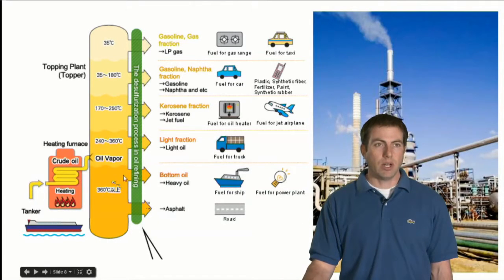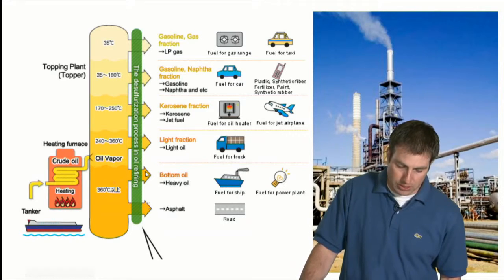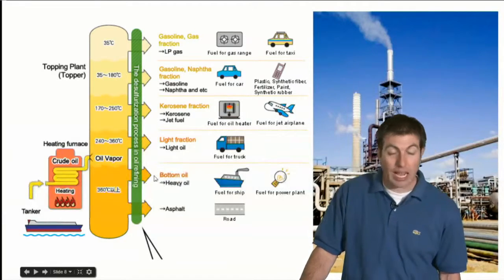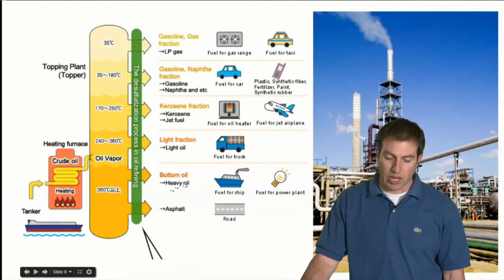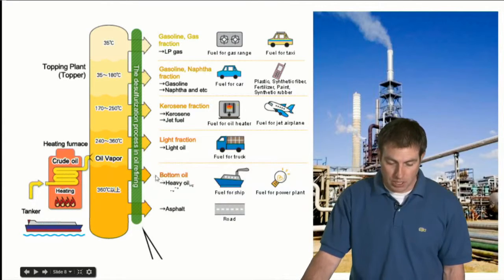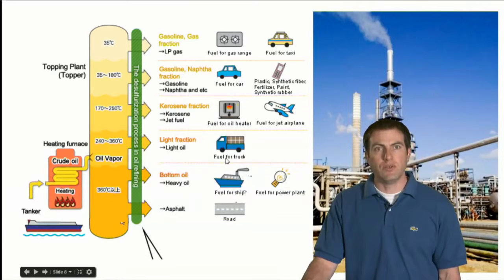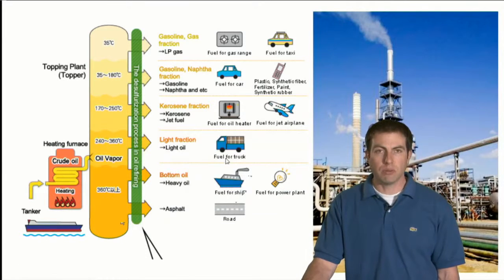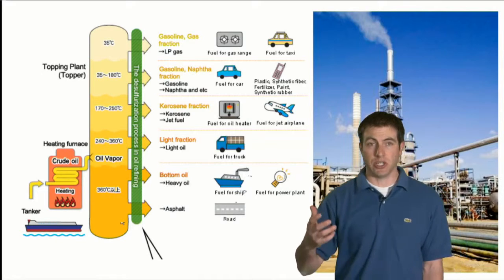If you get it a little bit hotter, or I shouldn't say hotter, but you pull a little bit higher out of this big tower, you end up with bottom oil or heavy oil, or it's called bunker oil as well. And this is what big ships use. So they use very, very poorly refined oil, and it burns really dirty.